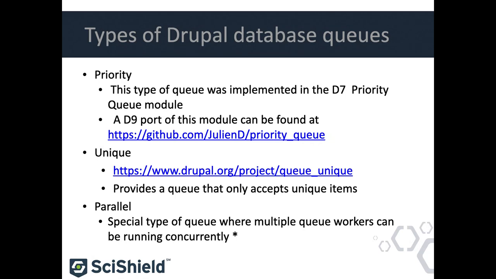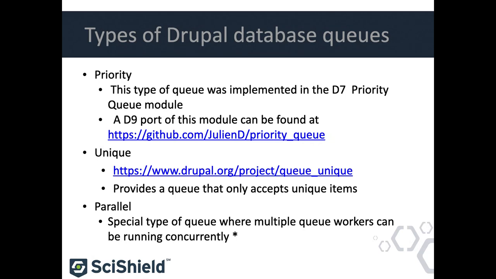And then database queue. So there's priority queue, where you can actually set the priority of the items so that instead of being first in, first out, it's actually sorted by a priority. So, in typical Drupal, you set it like a negative 10, that's going to get processed before something with a 20 priority.